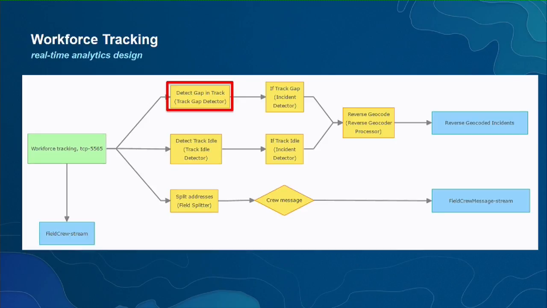All right, now we want to take a look at the track gap detector. And conceptually, the track gap detector and the track idle detector work, by and large, very similarly. One just looks for a cessation of messages, the track gap detector. The other one looks for a cessation of movement of the incoming messages. So we'll just look at the track gap detector in this particular use case.